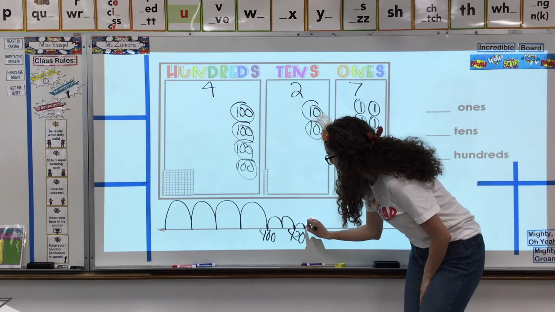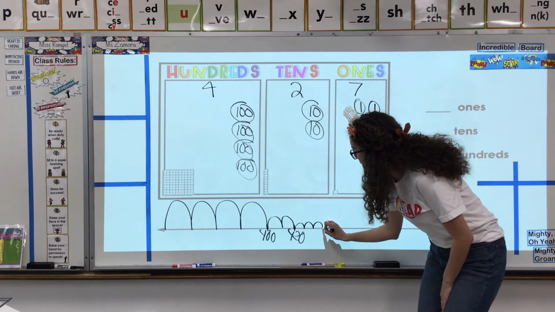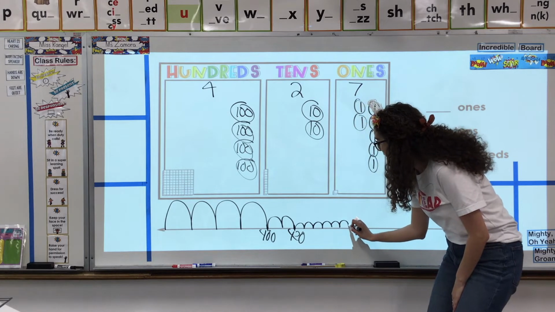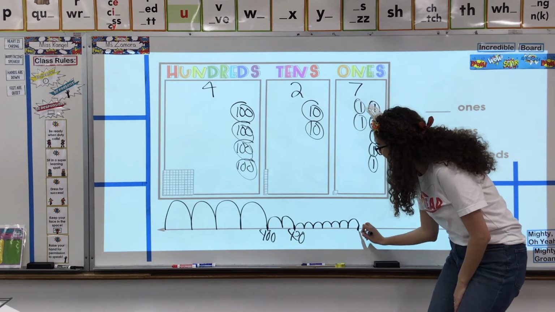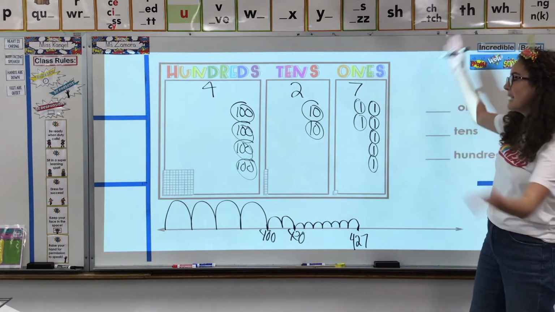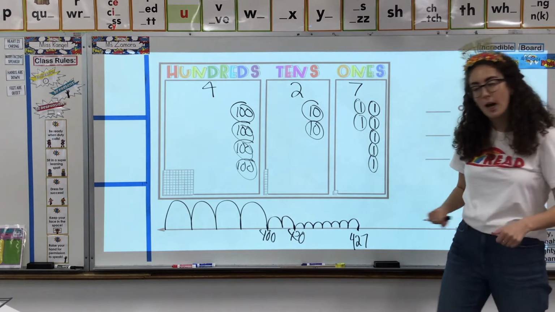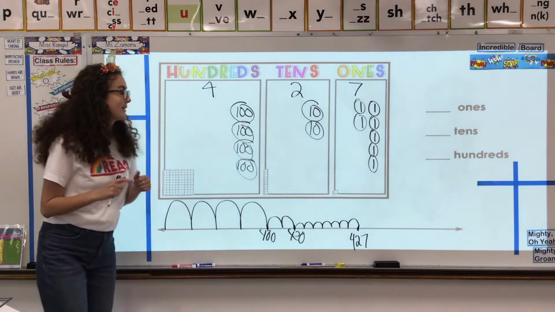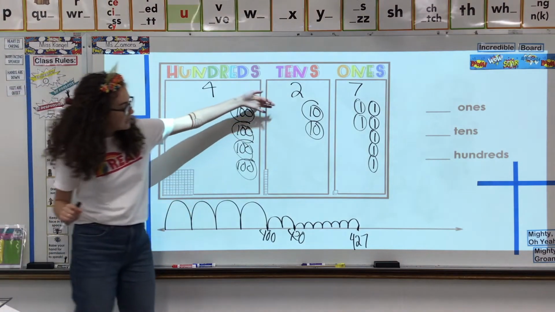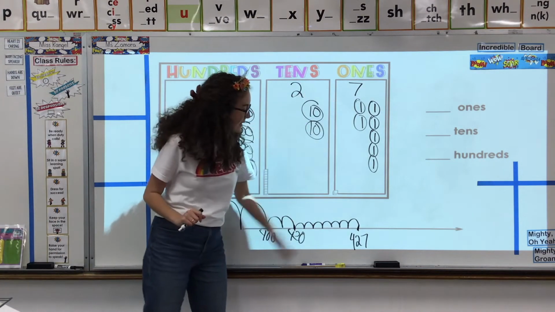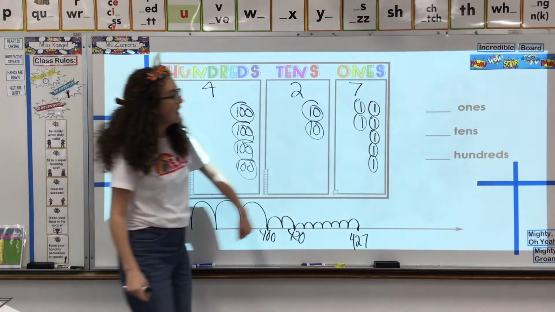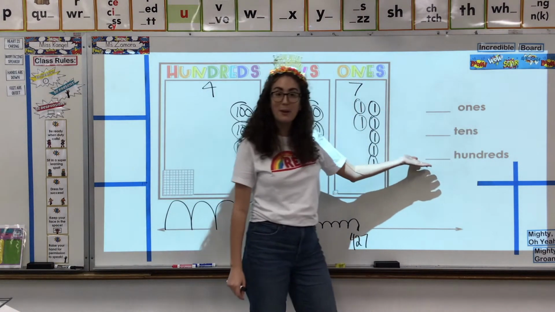421, 422, 423, 424, 425, 426, 427. And that is our goal because that's the number we're trying to show. So second grade, you can see your hundreds, your tens, and your ones shown 2 different ways. Now that we've got this, can you answer our unit form?